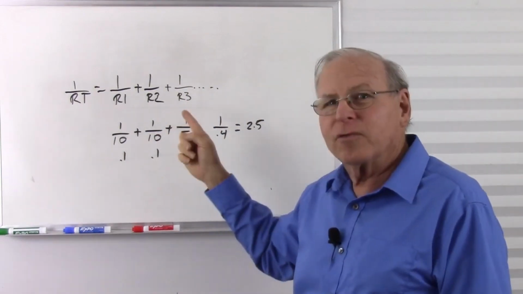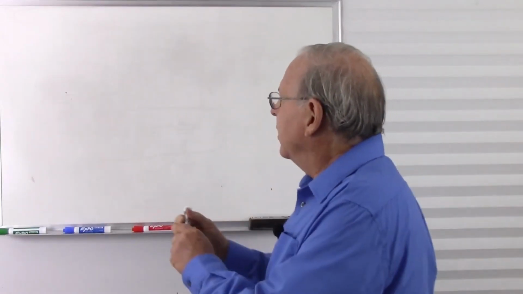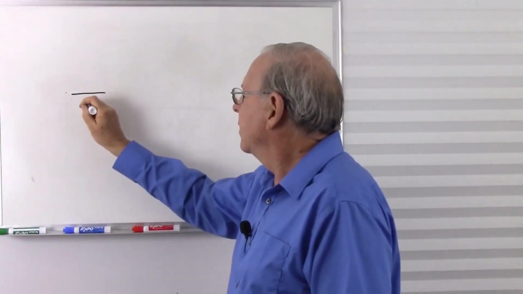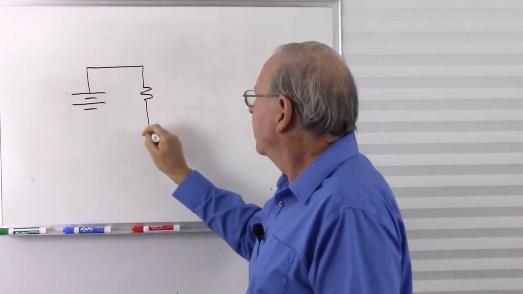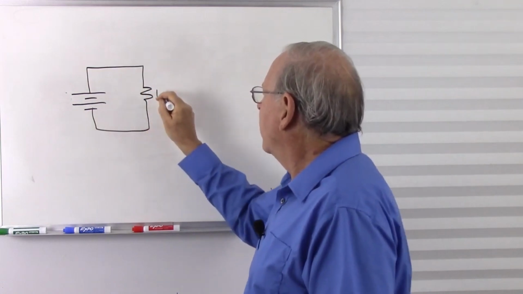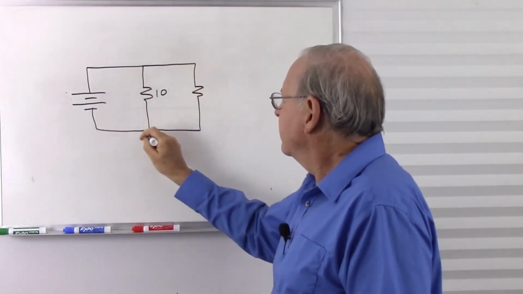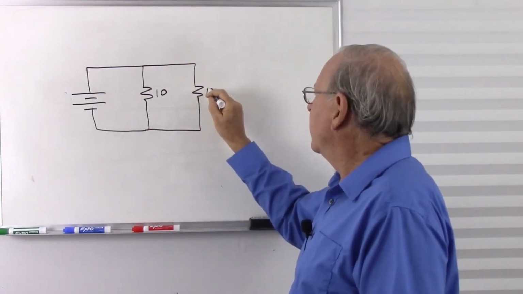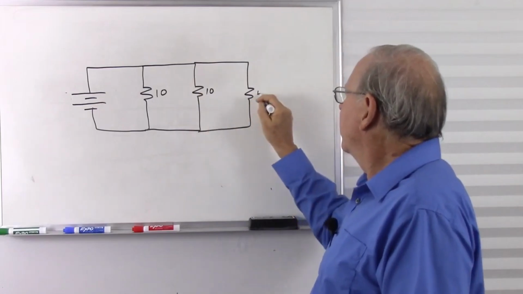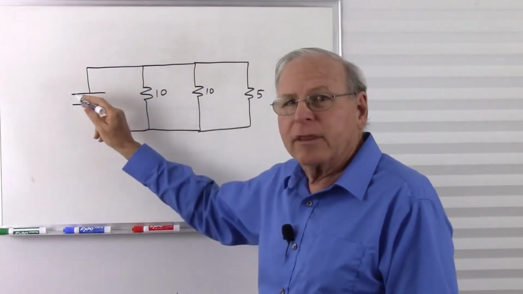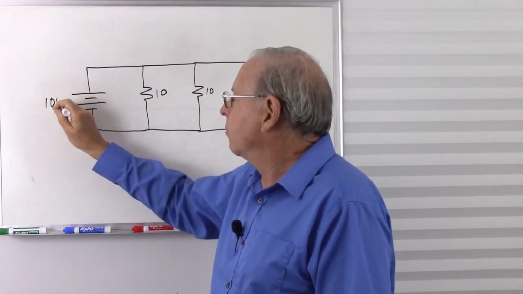But let's take a look at where this formula comes from by drawing our circuit again. R1 is 10 ohms. R2 is 10 ohms. And R3 is 5 ohms. Now, we didn't care what the battery was the first time, but we're going to care now. We're going to make that a 10-volt battery.